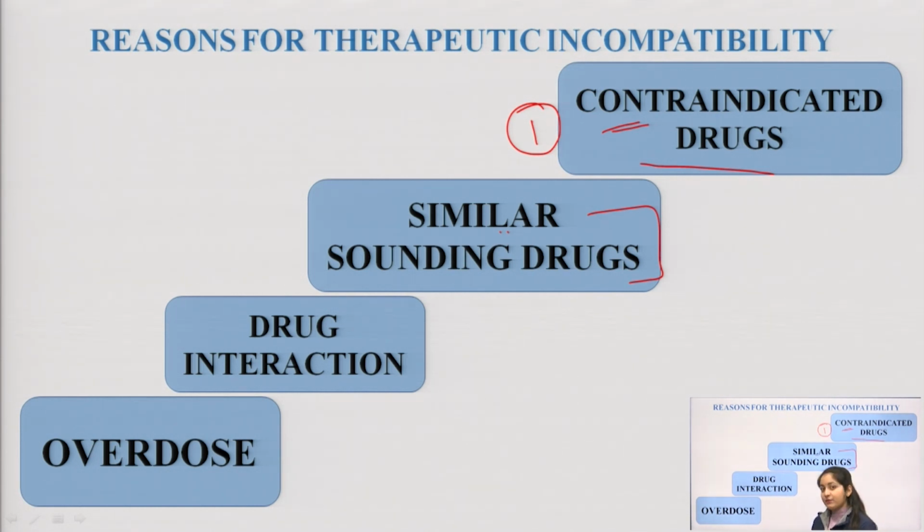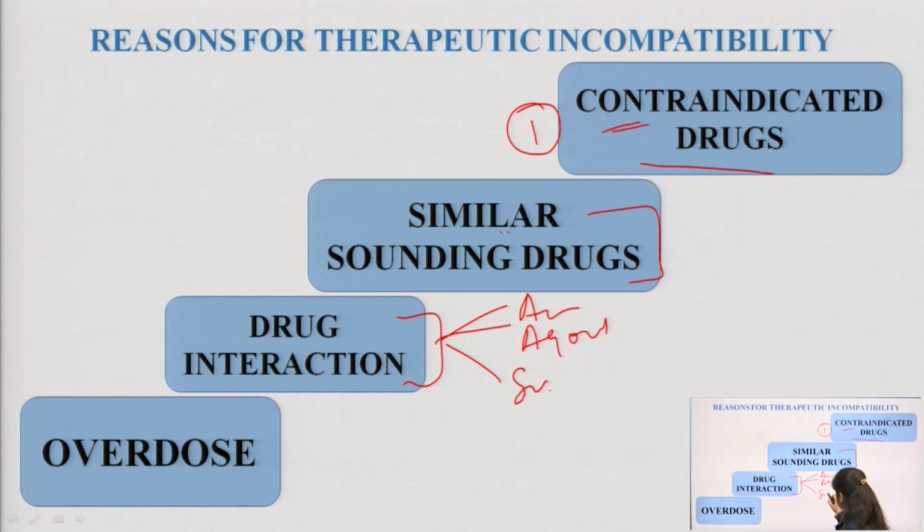Another reason for therapeutic incompatibility is drug interaction. As I have just now said, if there is a pharmacokinetic interaction or if there is a pharmacodynamic interaction, then whatever incompatibility arises is classified as therapeutic incompatibility. Now, in drug interaction, we have various types of interaction. We have antagonist action, we have agonist action, then we have synergistic action. Antagonist actions are those types of interaction which actually oppose the action of each other. Such kind of interaction is nothing but antagonist interaction.